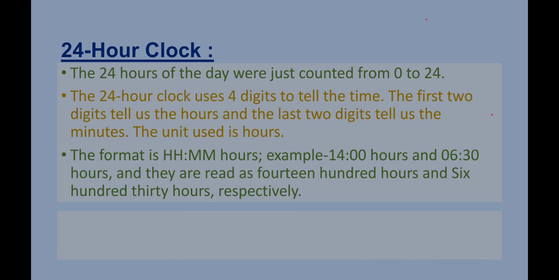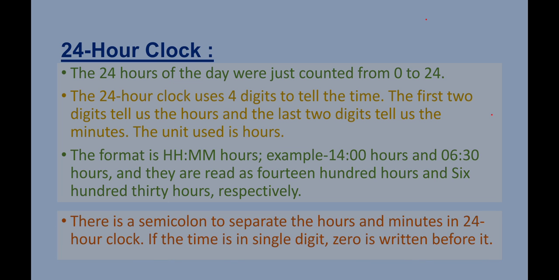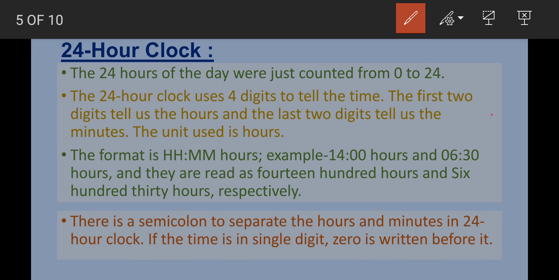The colon between hours and minutes separates them in the 24-hour clock. If the time is a single digit, like 4 hours or 6 hours, in that case we have to use 0. We write 0 just before it, in the hours or in the minutes. If it is a single digit number from 0 to 9, then we use 0 before that digit.